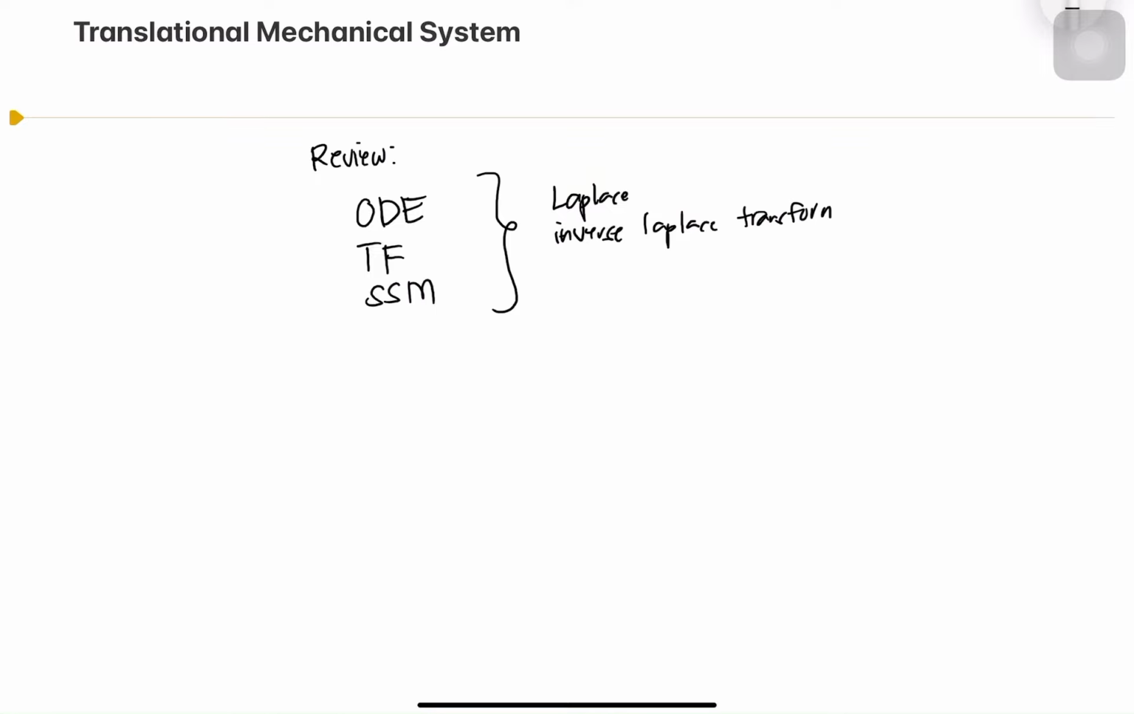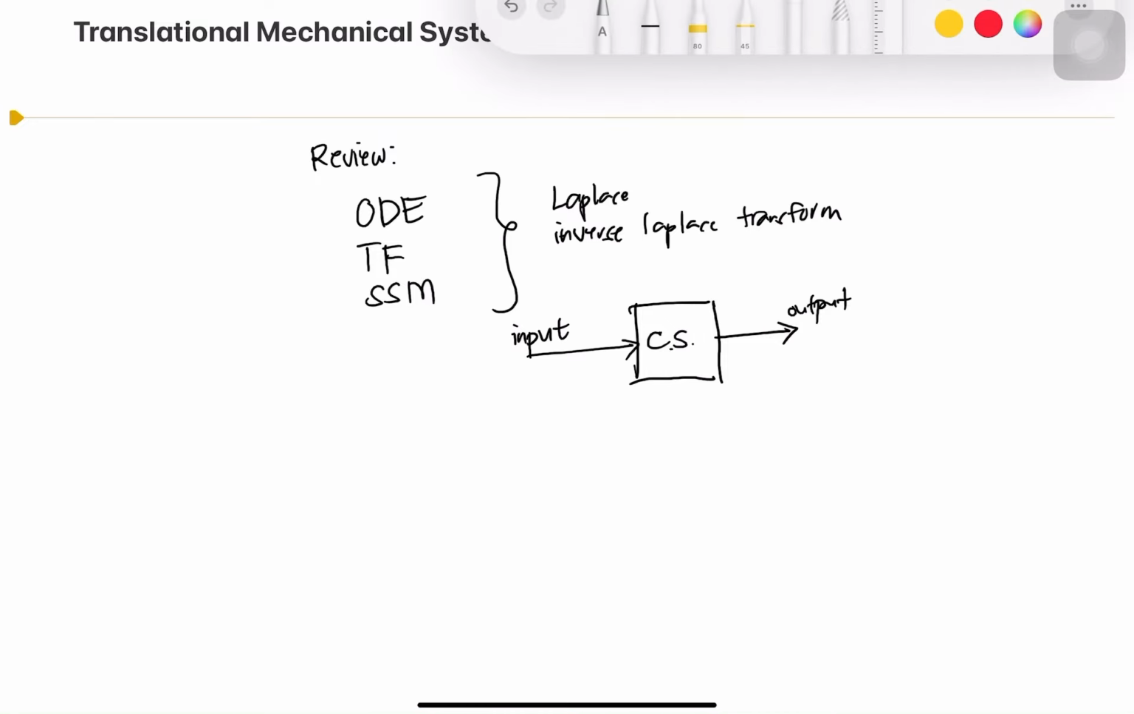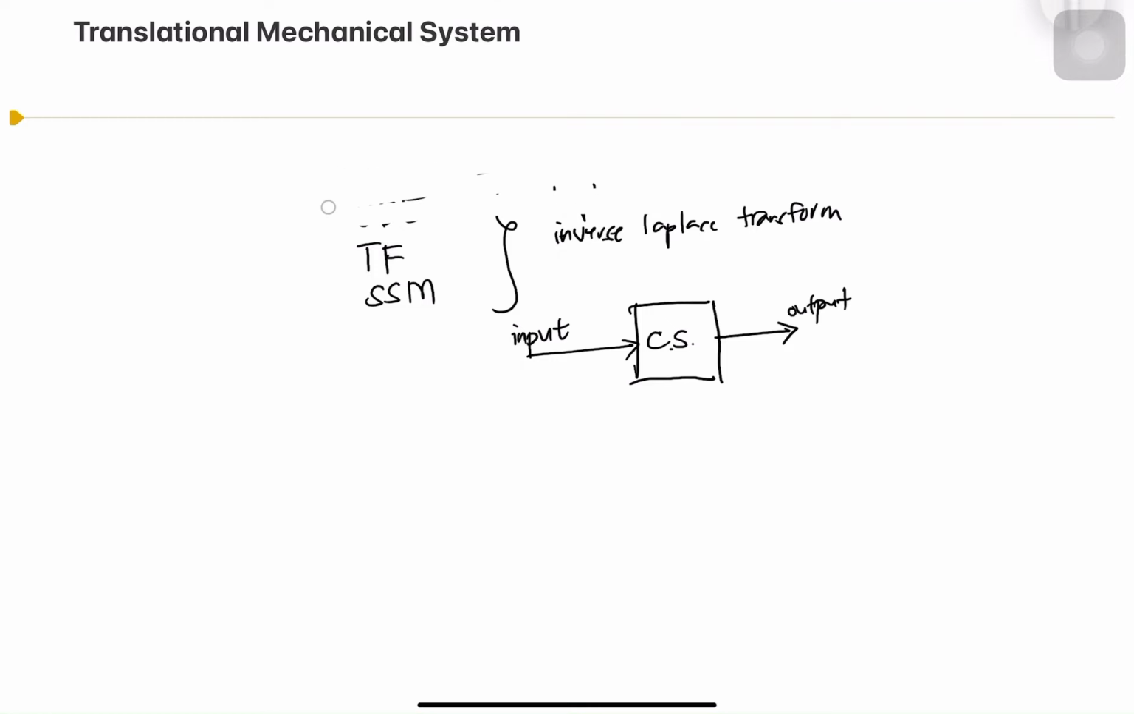It is also assumed that you already know the basics of the control system. Okay, that includes the basic model, which consists of the input, output, and the control system itself. Okay, so we can now jump right into mechanical system.